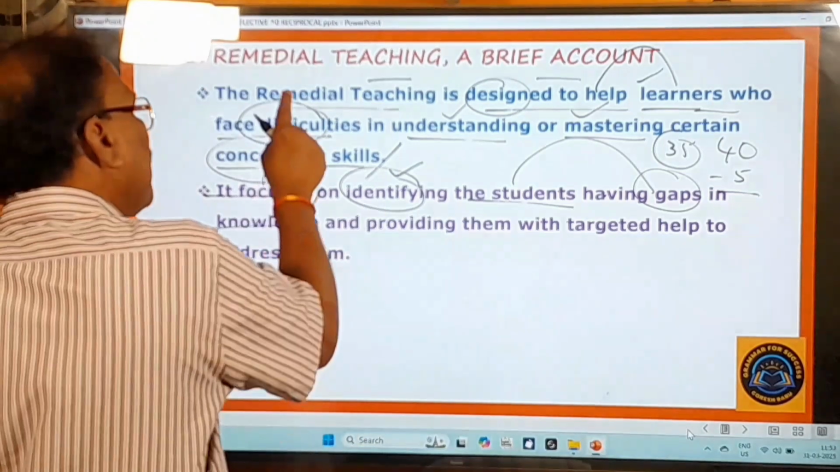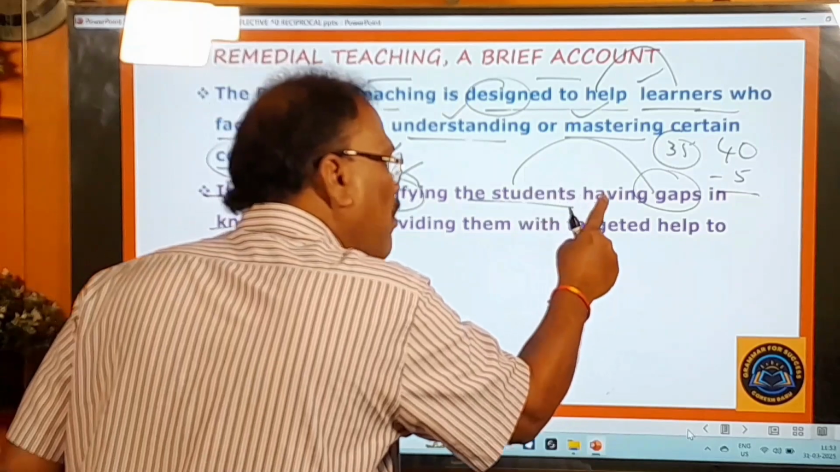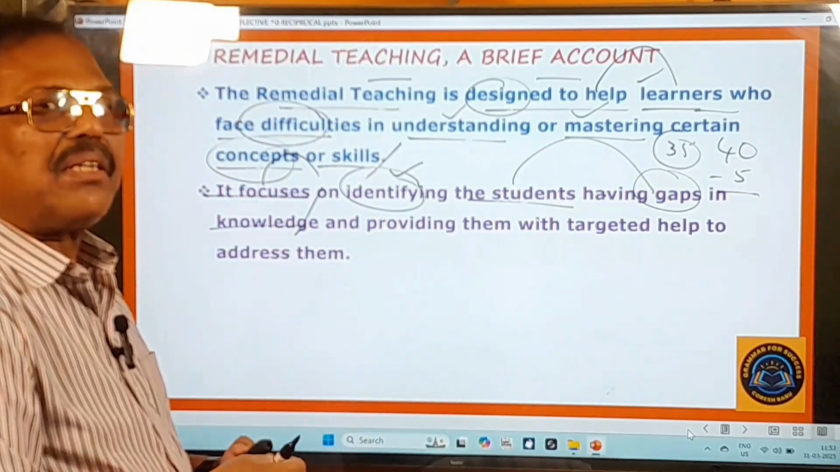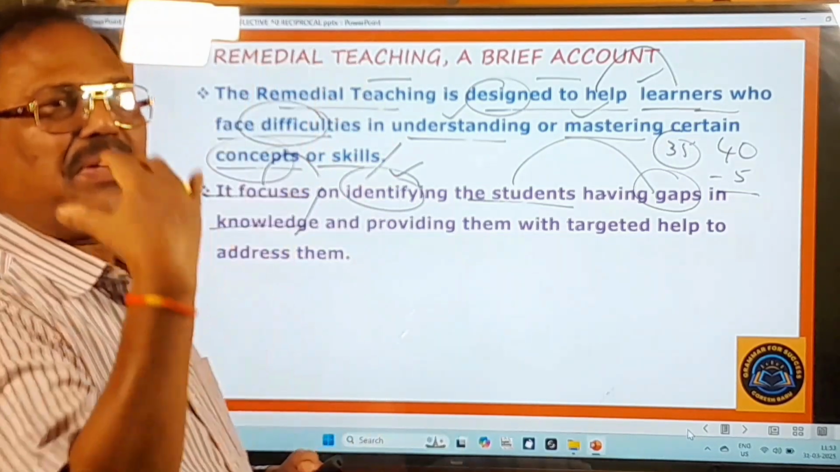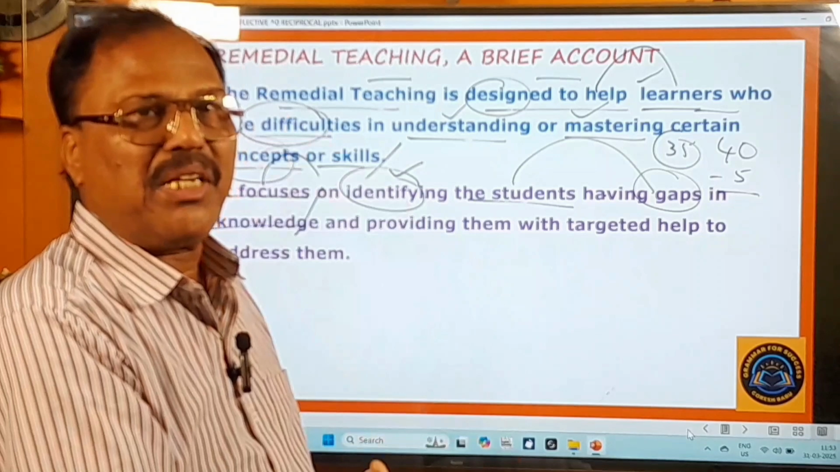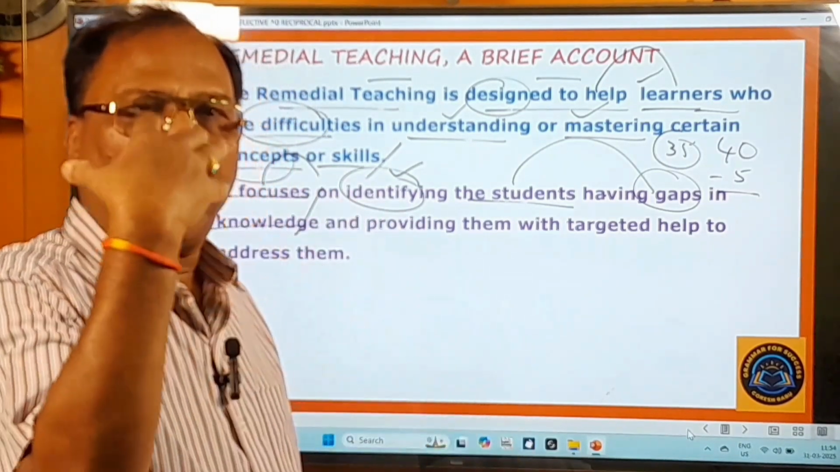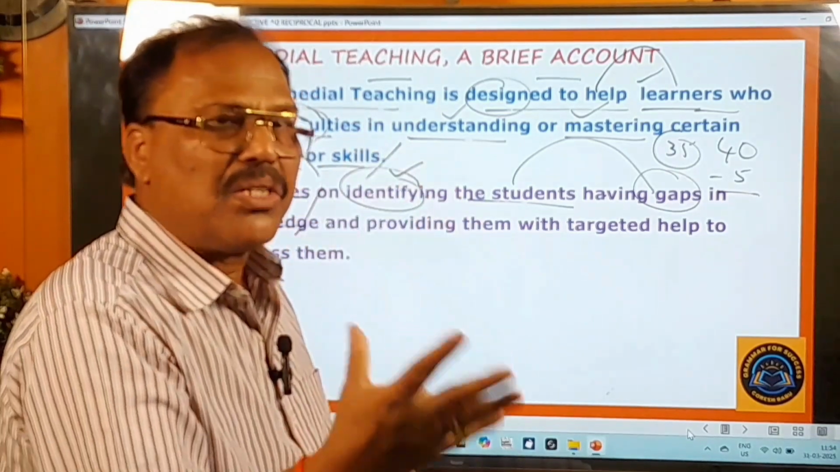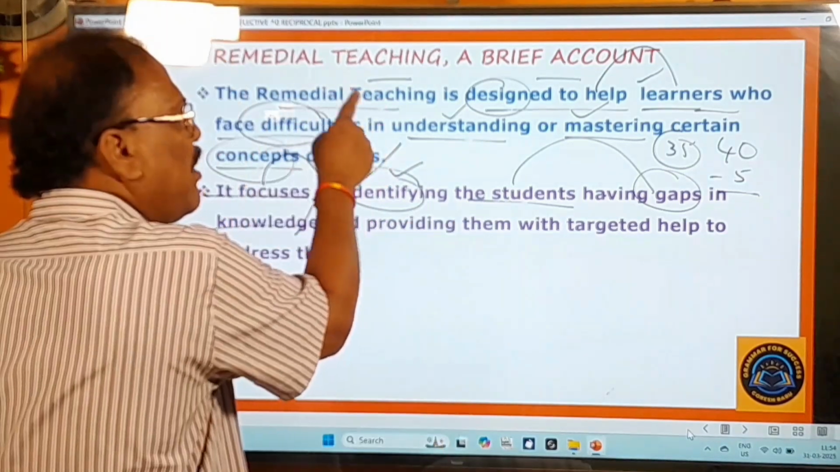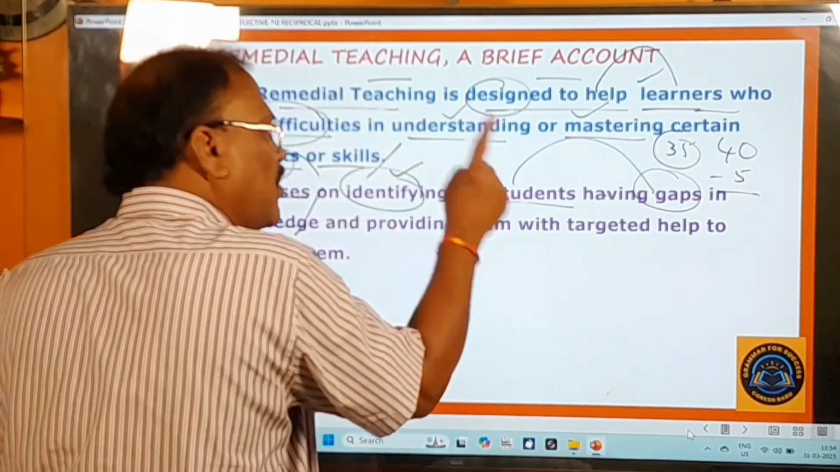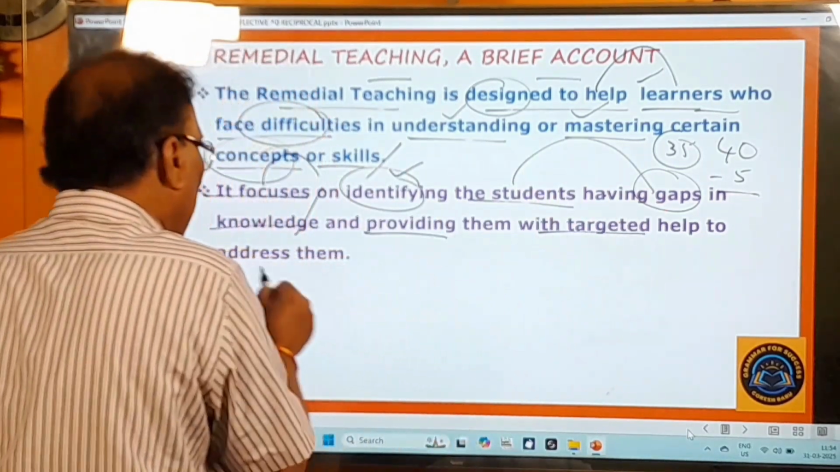So here this remedial teaching first of all focuses on finding out those students that have gaps in knowledge. That have gaps means that have deficient areas in knowledge. Knowledge means here in various subjects. Take it for granted, English grammar is there, English subject, mathematics, science, biology, geology, chemistry, physics, okay, and economics. There may be so many subjects. So in various subjects, the students might feel some kind of gaps. So this remedial teaching first of all identifies the students that have gaps in knowledge, and later on it provides them with targeted help to address them.